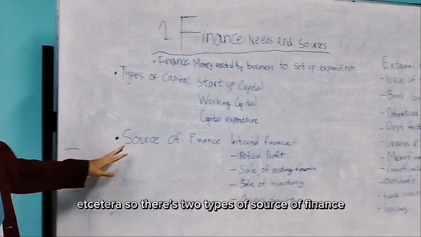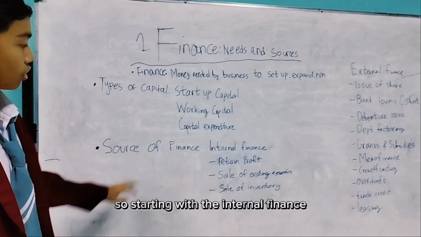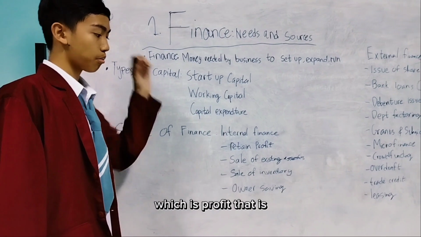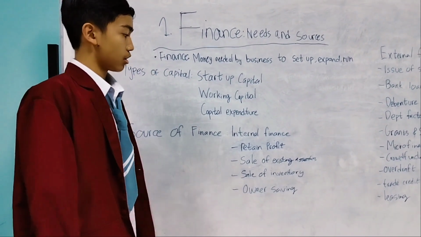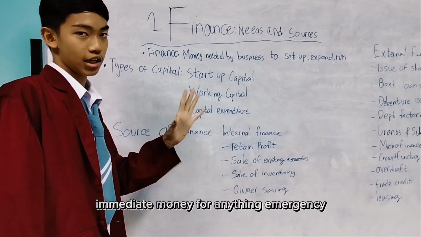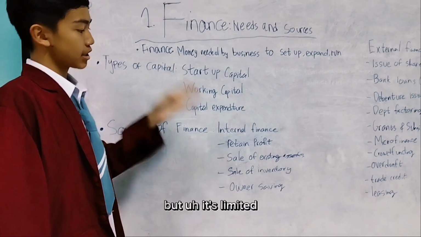So there are two types of source of finance. There is internal finance and external finance. Starting with internal finance, we have retained profit, which is profit that is kept by the business after the owner took it. This is good because we can get immediate money for any emergency, but it's limited.